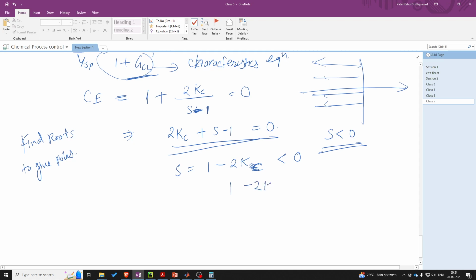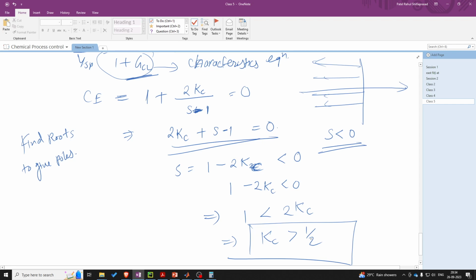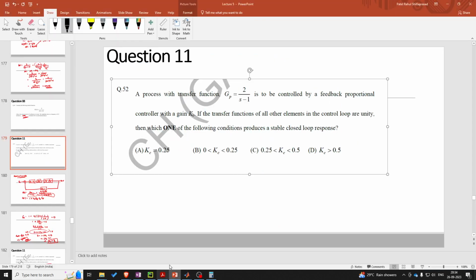So this is 1 minus 2 Kc less than 0. This will give me 1 is less than 2 Kc. So over here we are getting the value of Kc should be greater than 1/2. So for the system to be stable, we studied that the value of Kc should be greater than 0.5, that is 1/2. Sorry. So this is our final answer. So from the given options, we can select option D as the correct option.